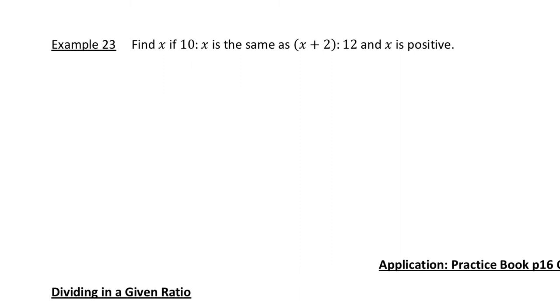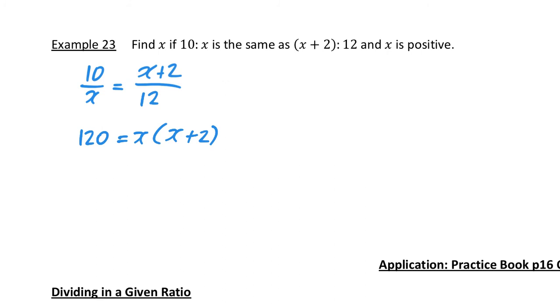This example says, find x if 10 to x is the same as x plus 2 to 12 and x is positive. So we'll set up our fraction equation. So it was 10 to x, so that's 10 over x is equal to x plus 2 all over 12. And then what we're going to do is cross multiply again. 10 times the 12 will be 120. Then cross multiply your x, multiplies your x plus 2. Multiply out, you will get x squared plus 2x.